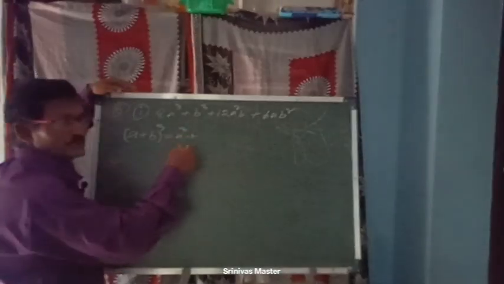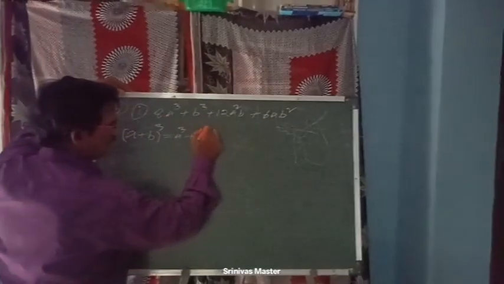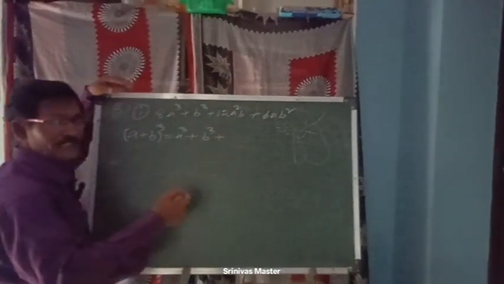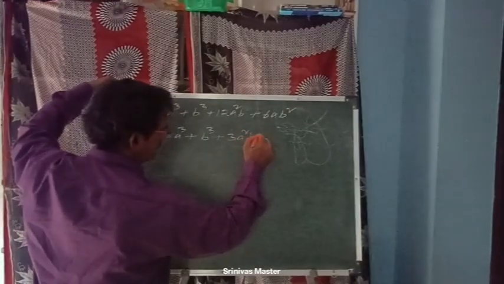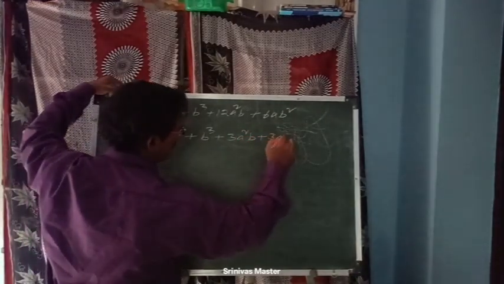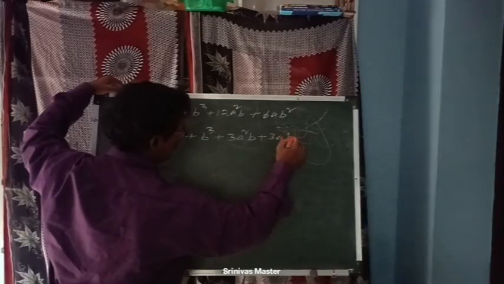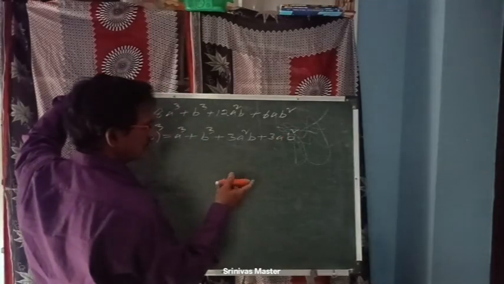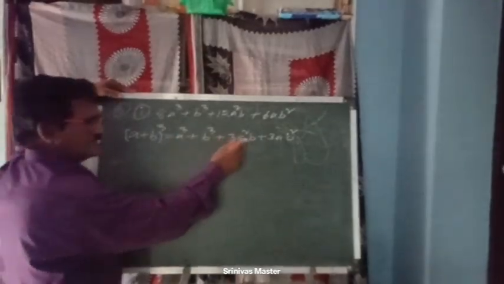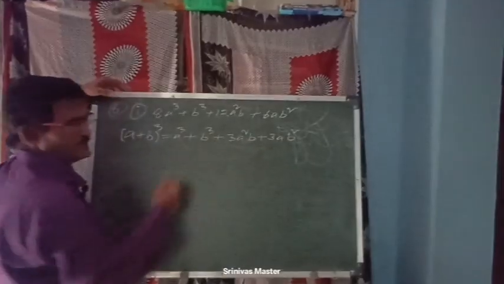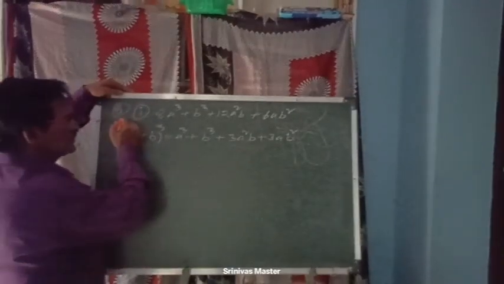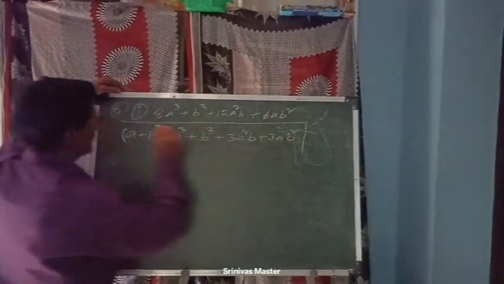If you take a plus b whole cube equal to a cube plus b cube, directly you can take it. Then the remaining terms in that formula: plus 3a square b plus 3ab square. You can write a cube plus b cube plus 3a square b plus 3ab square. You can write in any manner. Before I told a cube plus 3a square b plus 3ab square plus b cube. This is also the same only, no. So you can utilize this formula.